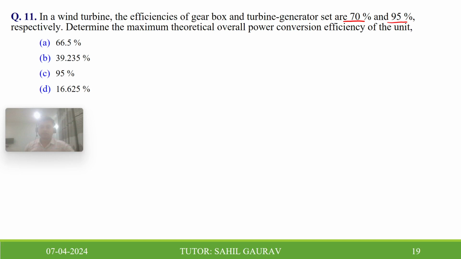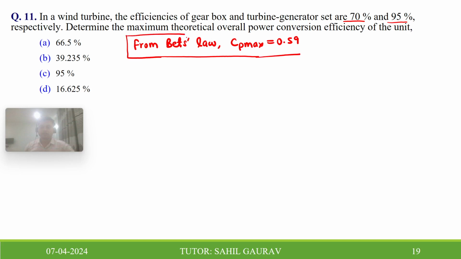In a wind turbine, the efficiencies of a gearbox and turbine generator set are 70% and 95% respectively. Determine the maximum theoretical overall power conversion efficiency of the unit. As I told you, from Betz's law, you have to recall the maximum value of the power coefficient, which is taken as 0.59. This additional knowledge will help you in solving this problem. Otherwise you cannot solve it because this value is not given. So CP max is 0.59.